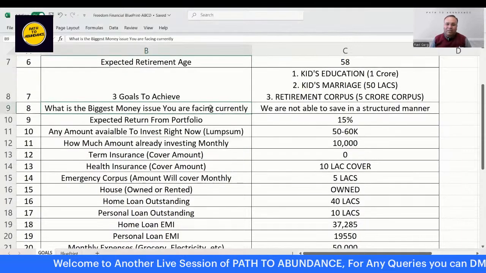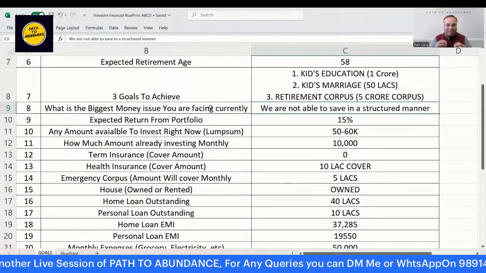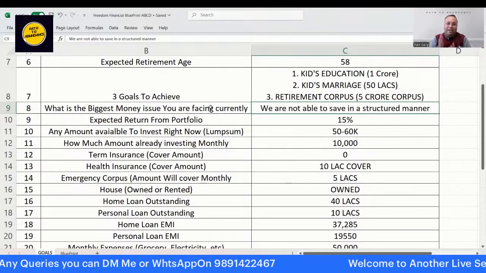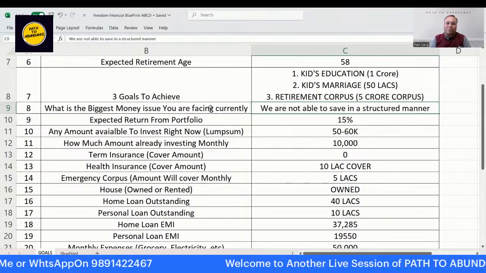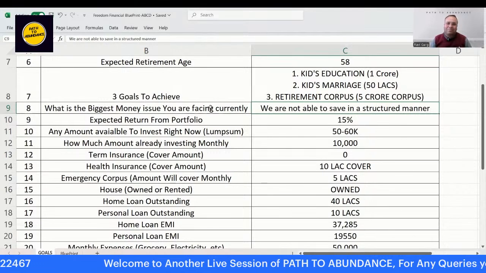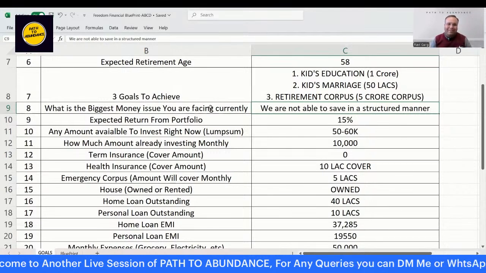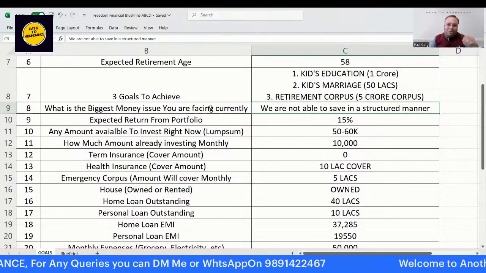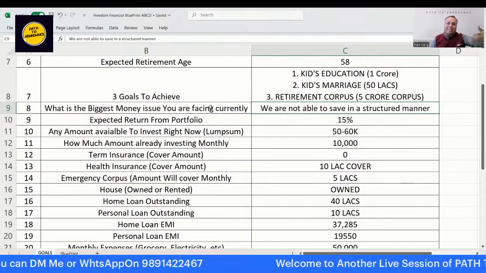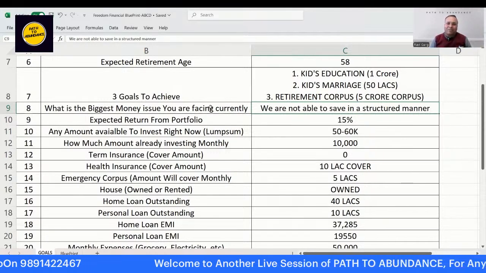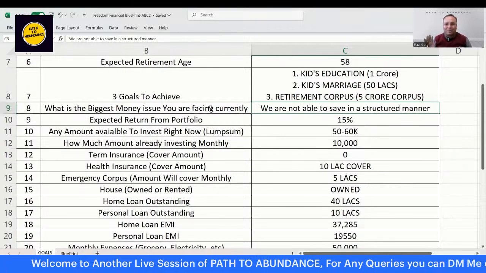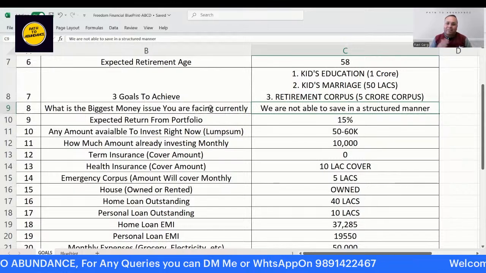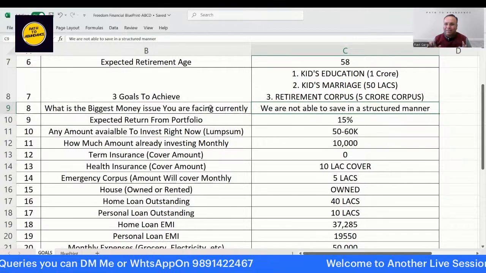What is the biggest money issue you are facing currently? Whatever I discuss with my clients, I have taken the summary from them and put it into this sheet. And the number one point which they always say is, we are not able to save in a structured manner. पैसा आ रहा है, सैलरी आ रही है, and expense जा रहा है. We are not able to account at all how much money. Yes, money is coming into the bank account, that is visible, but where we are spending, that's not visible. And that is the number one issue, concern. That's why they are not able to save. Am I making sense?